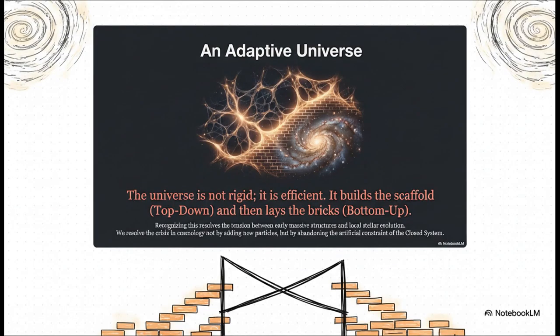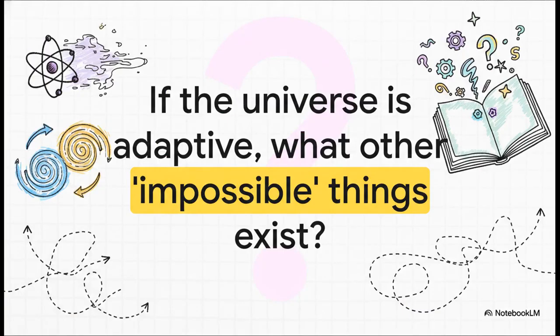So, why does all this matter? Well, it reframes our entire understanding of the cosmos. Our universe isn't rigid. It's not blindly following a single algorithm from the Big Bang to today. It's efficient. It's adaptive. It builds the scaffold and then it lays the bricks. It does what works. What's so cool is that we resolve this huge cosmic crisis not by inventing new particles or exotic, weird forces, but just by abandoning an old artificial assumption that the universe had to choose only one way to build itself. And that leaves us with this final, kind of tantalizing question. If the universe is this flexible, what other fundamental rules are we assuming that might not be rules at all?